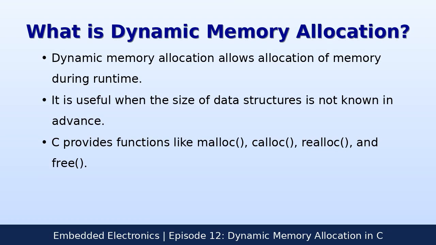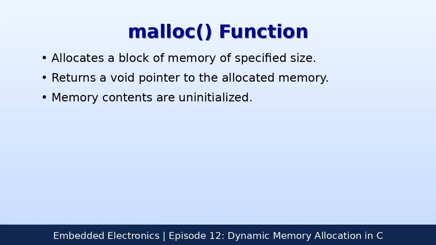Dynamic memory allocation lets you allocate memory at runtime, which is useful when the size of your data is not fixed. C provides malloc, calloc, realloc, and free functions for this purpose. The malloc function allocates memory of a given size and returns a void pointer. The memory is not initialized, so it may contain garbage values.